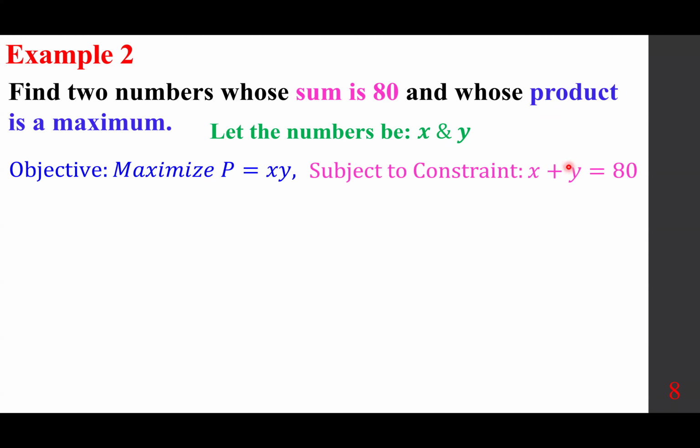We go to the constraint and solve for y. We put it into this and make it a function of one variable x. So P has two variables, x and y. If we change the y to 80 minus x, now it has one variable.